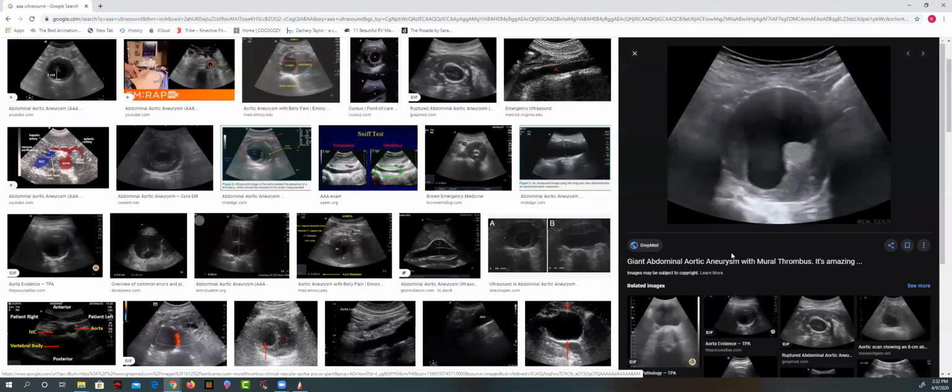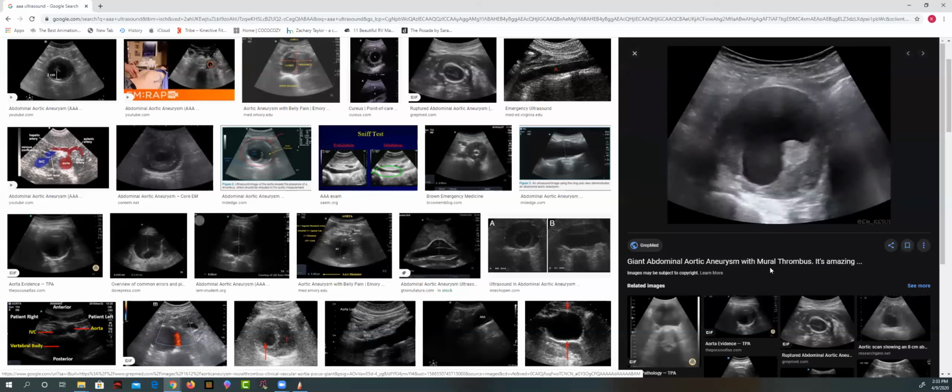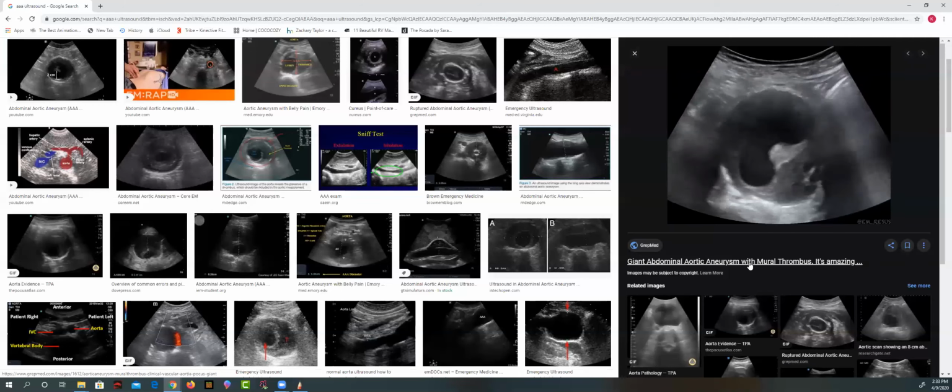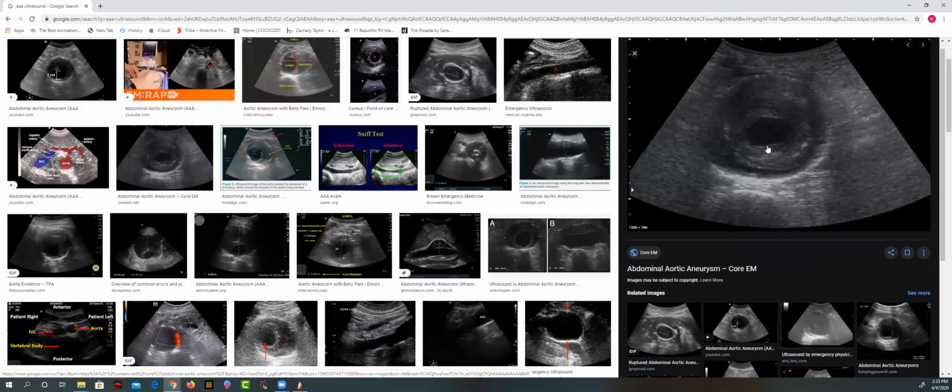This is pretty crazy looking, but they're calling this a giant abdominal aortic aneurysm with mural thrombus. Mural, as in a painting on a wall, so it's a wall thrombus. Great image. Looks like the residual lumen is almost dead center on this patient, and you could see concentric circles going around it. Those are layers upon layers of thrombus over time.